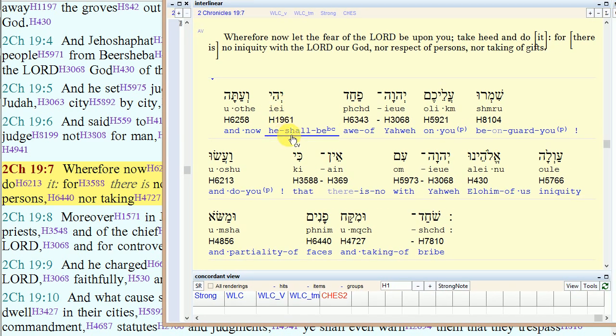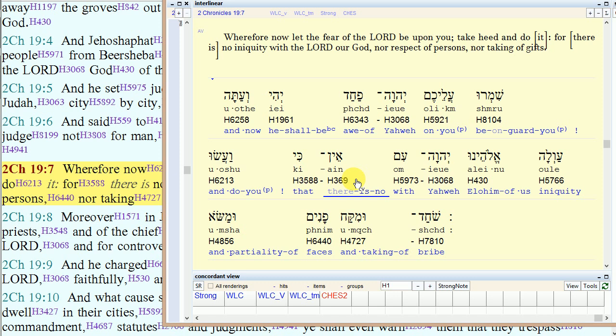And now, let the awe of Yahweh be upon you. Be on guard, take heed, and do it, for there is no iniquity with Yahweh, the Elohim of us. And then it begins to list everything.